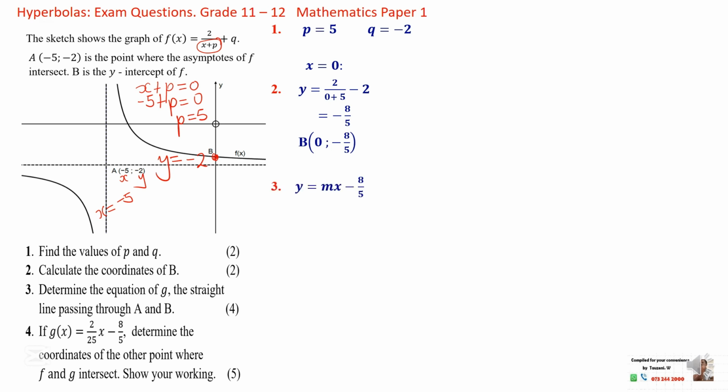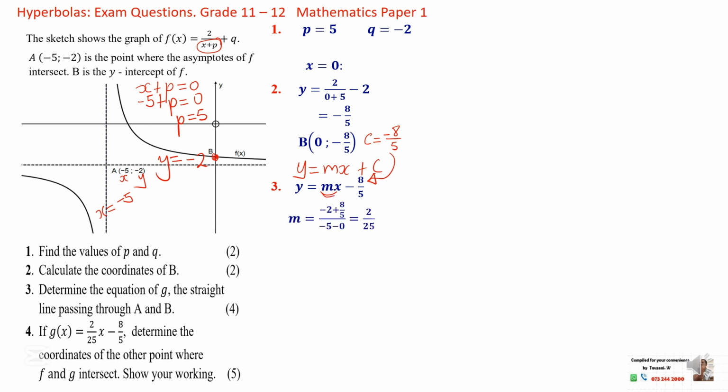Question number 3, very much interesting. The general equation of a straight line is y is equal to mx plus c. In this equation, c is the y-intercept. Because the line is passing through point B, it follows that the value of c from point B, which is the y-intercept, is minus 8 over 5. So we can immediately put minus 8 over 5 in place of c. If we do that, all we are left with is the gradient of the line.